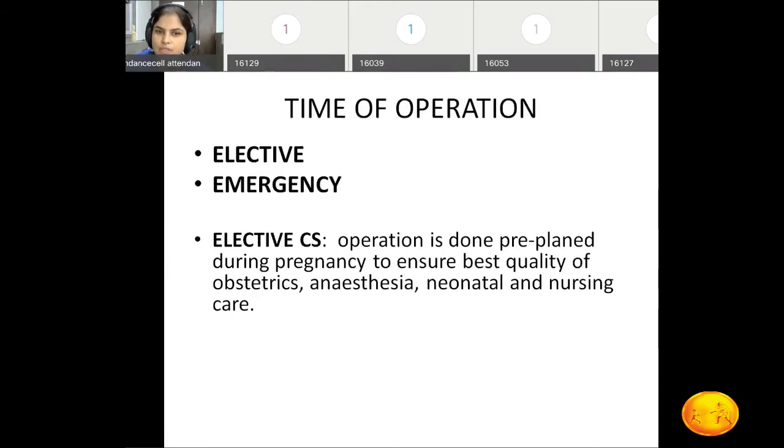So, timing of operation. Either you have an elective cesarean section or an emergency cesarean section. Elective is where everything is planned for the patient, so the operation is done as pre-planned.